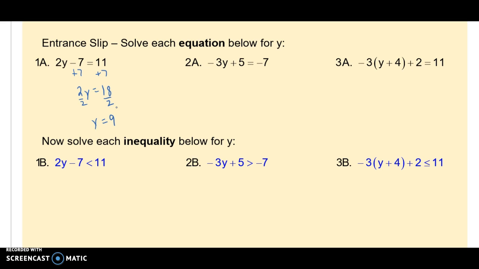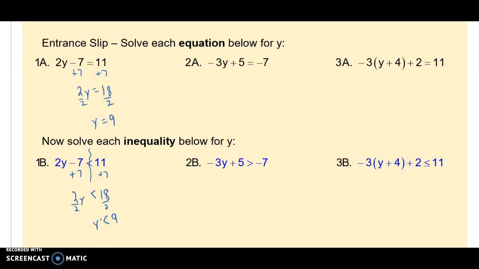So looking at 1b, the inequality below, 2y minus 7 is less than 11. It's kind of the same as the equation. We already have that variable on the left-hand side, which is good news for us. So it's now just a matter of moving that 7 over to the other side of the inequality. So we've got 2y is less than 18, and then we're going to divide by 2 to get y is less than 9.